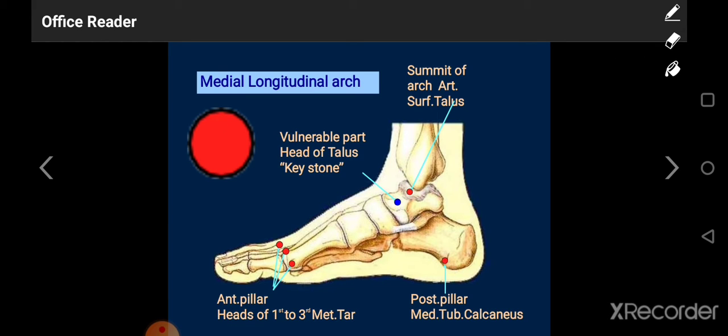So here we can see the anterior pillar, the posterior pillar, the summit of the arch, and the head and the vulnerable part of the medial longitudinal arch.